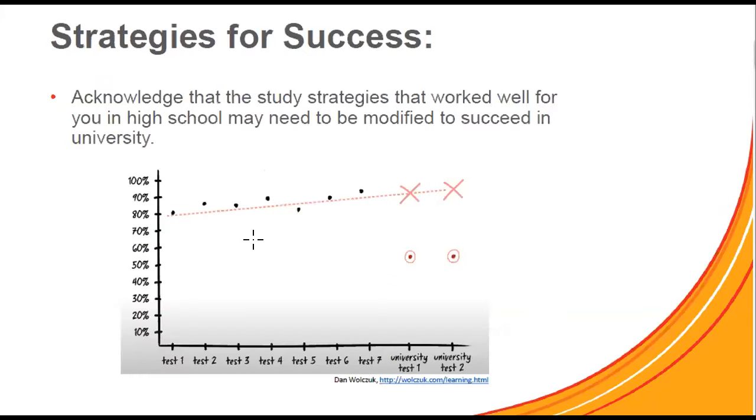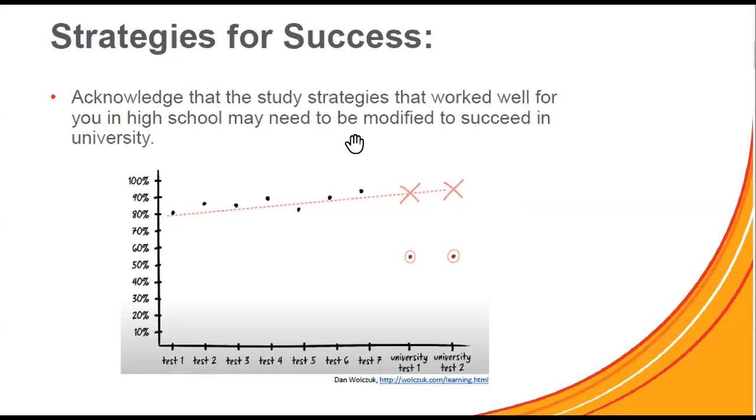So here's a little chart. One strategy for being successful if the expectations are different is to acknowledge that the way you studied for something in high school might have to be modified in university. In particular, this student in this table got very good grades in high school using their study strategies. And then when they took their first university tests, they got low scores.